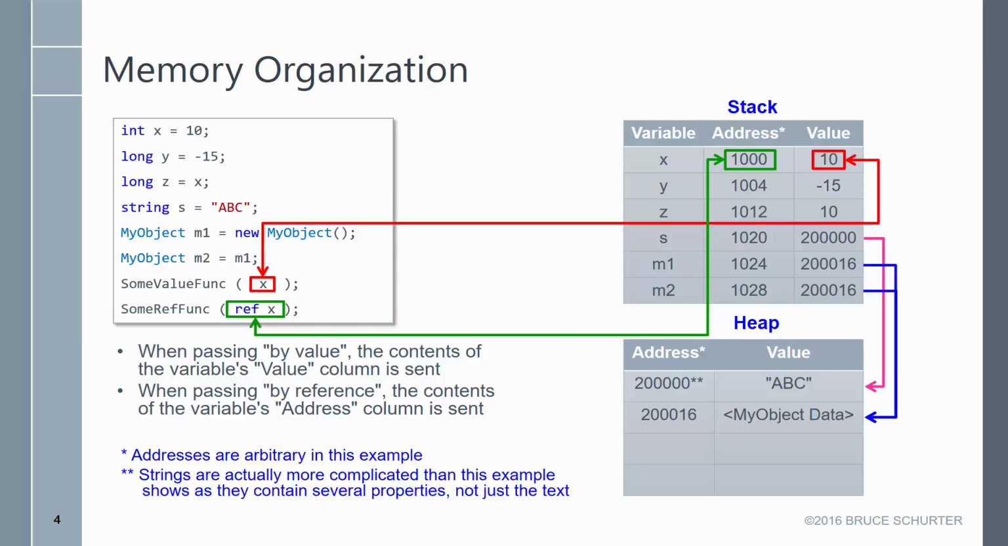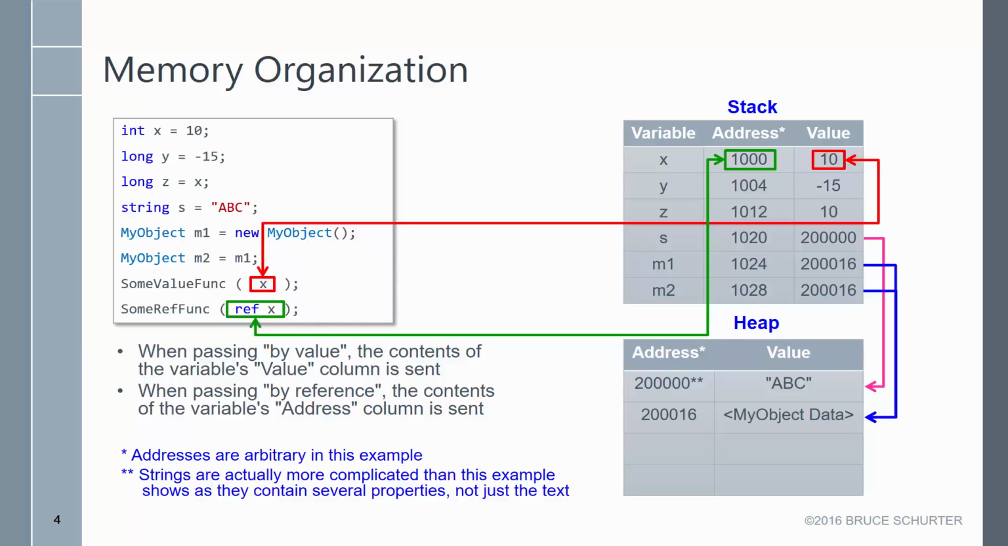Then notice here we have two function calls. Again, it doesn't matter what the functions are doing, just be aware the first one is expecting a by-val parameter passing technique, and the second one is a by-ref value passing technique. So when we call some value func and we pass x, we pass the value 10. But this is actually simpler than that. Anytime you call a value parameter or pass a value by value, you simply pass whatever's in the value column in the stack. So in this case, we pass the value 10.